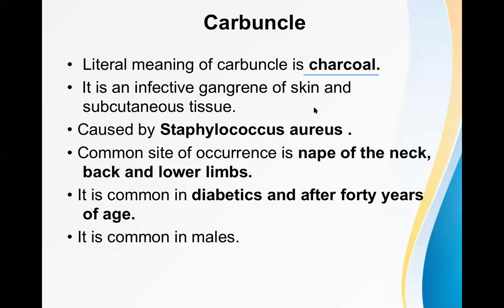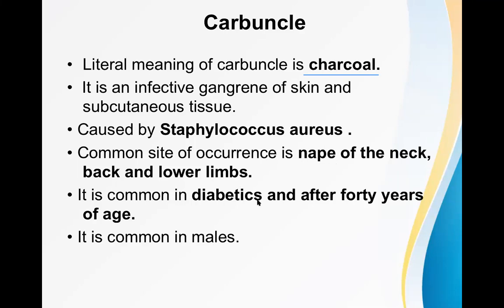It is an infective gangrene of the skin and subcutaneous tissue. Now, this term is not used commonly everywhere, but it shows it is a serious infection of skin and subcutaneous tissue, a lethal type of infection. It is caused by Staphylococcus aureus, and the most common sites of occurrence are the nape of the neck, back, and lower limbs. Remember, these are important MCQ questions for the exam. That's why they are highlighted.